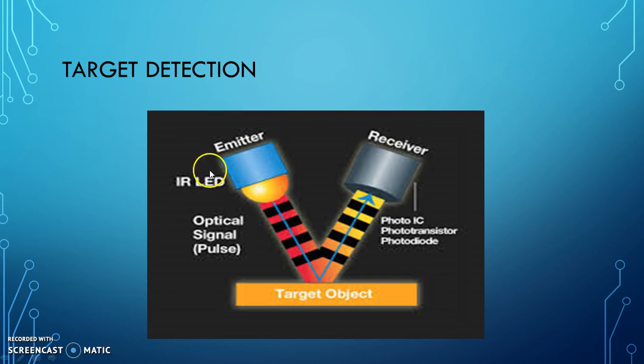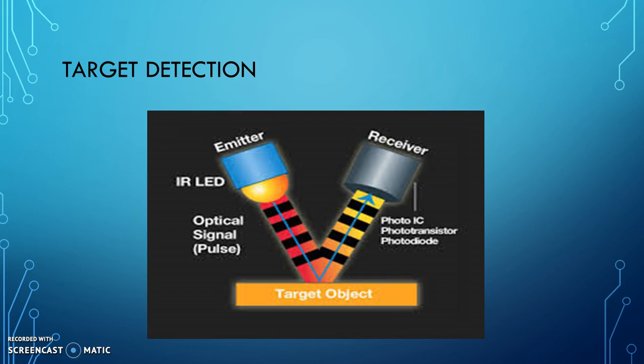This is an IR LED which will work as a transmitter, and this is the photodiode which will work as a receiver, and this is the target object. In the infrared sensor, a narrowband infrared beam is transmitted from the LED. When the beam strikes an object, it is reflected back towards the sensor and into a focusing lens.